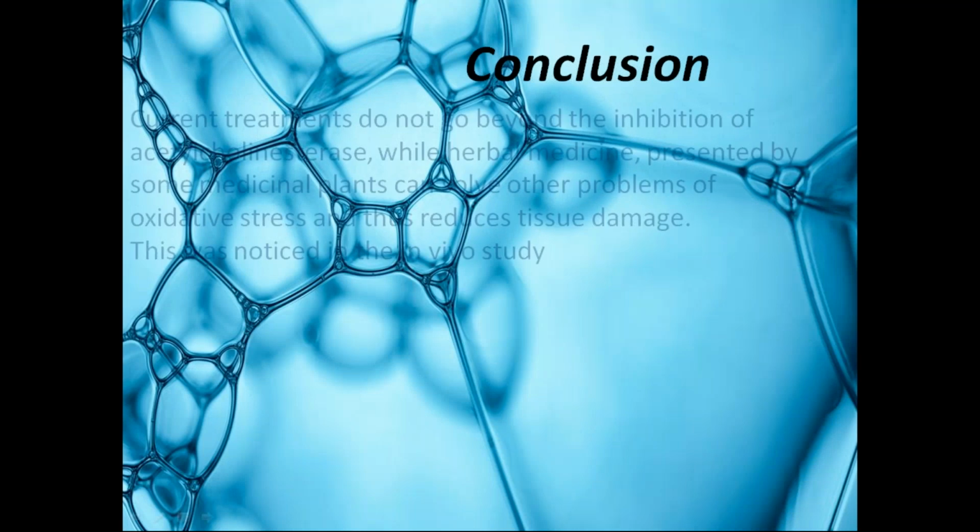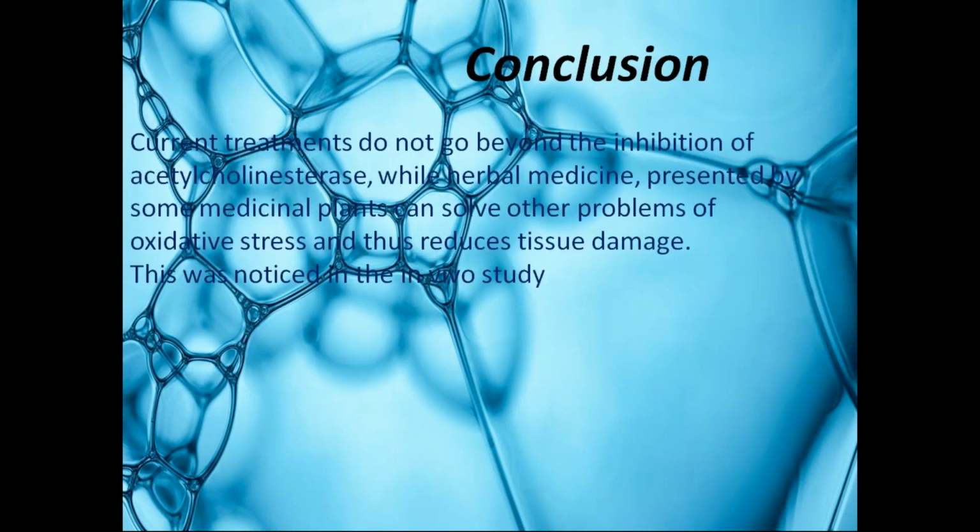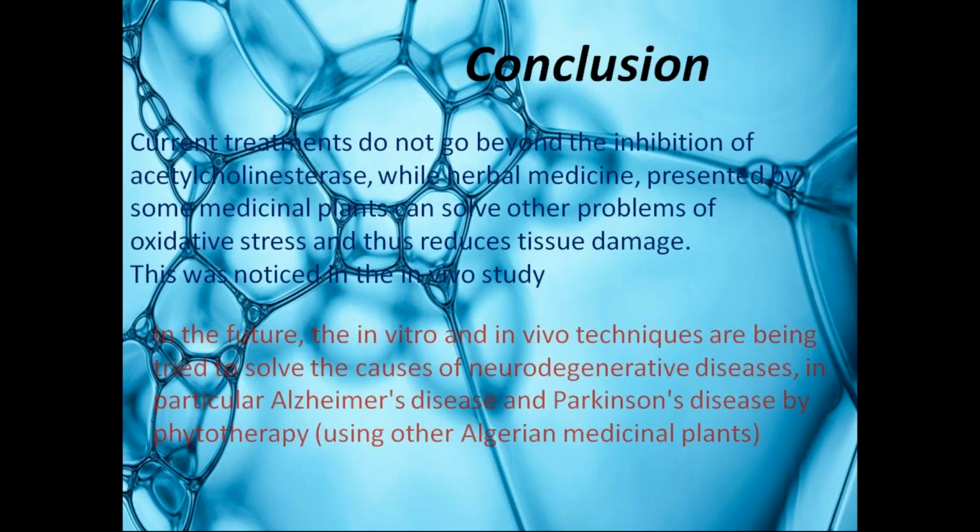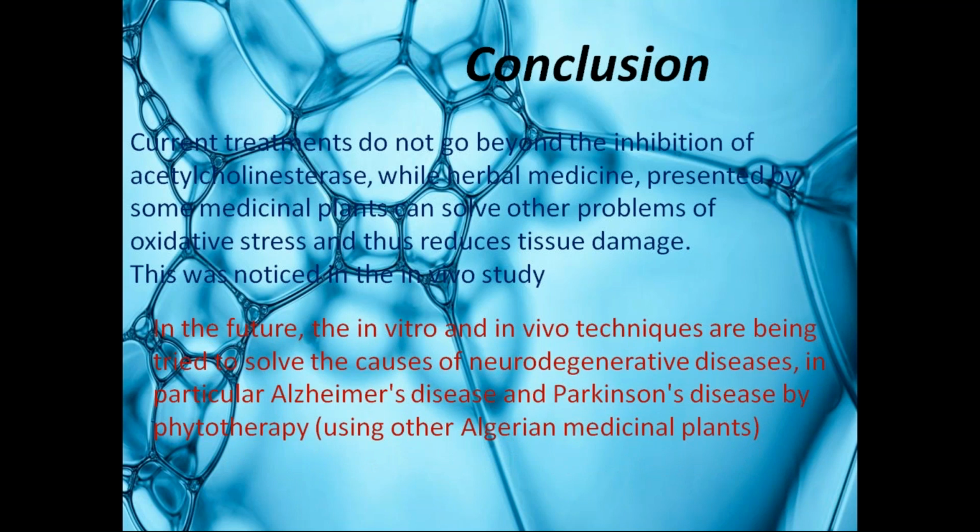In conclusion, I can say that the current treatment does not go beyond the inhibition of acetylcholinesterase, while herbal medicine, through some medicinal plants, addresses the problem of oxidative stress and thus reduces tissue damage. In the future, to confirm our data, we have to do some in vitro techniques, because of the causes of neurodegenerative diseases, Alzheimer disease and Parkinson disease, using phytotherapy with other Algerian medicinal plants.